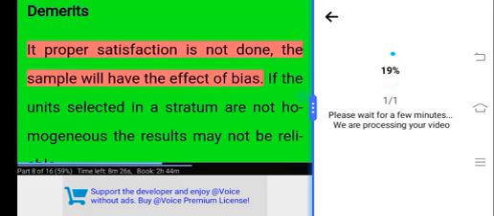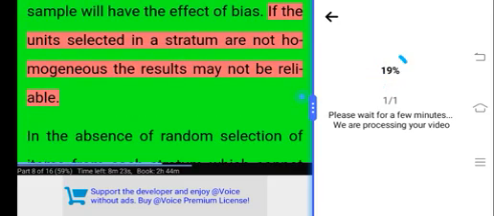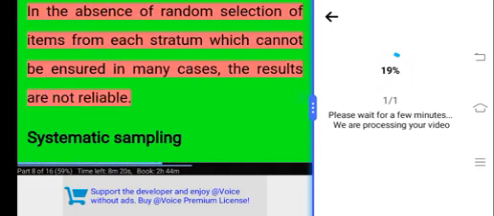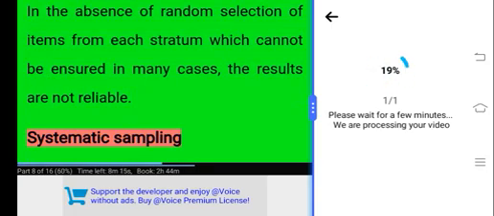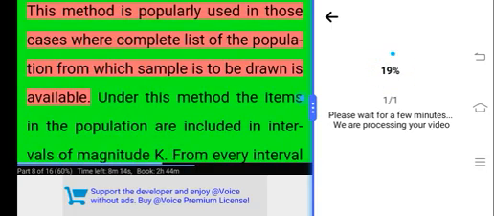Demerits. If proper stratification is not done, the sample will have the effect of bias. If the units selected in a stratum are not homogeneous, the results may not be reliable. In the absence of random selection of items from each stratum, which cannot be ensured in many cases, the results are not reliable.